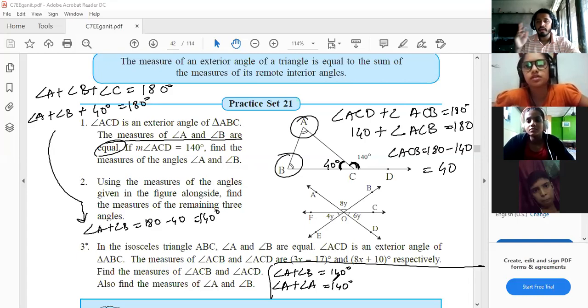Why I wrote angle A two times? Because angle B and angle A are the same, right? Angle B and angle A is same. This angle and this angle is the same thing. So I repeated and wrote. Okay. Now angle A plus angle A is 140.